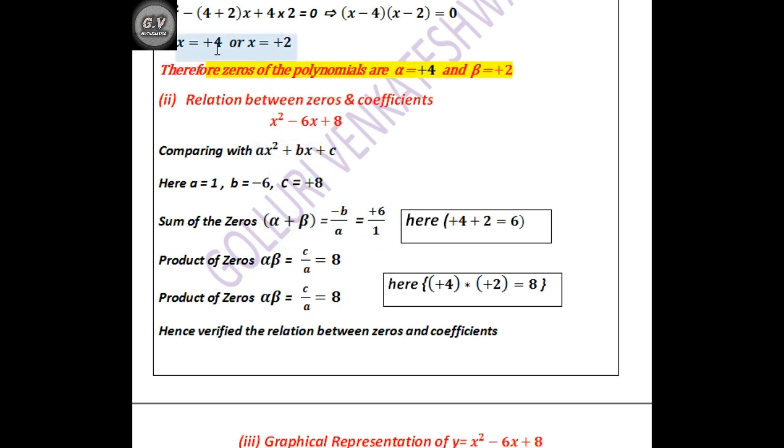Look here, 4 plus 2. Here I am verifying. First zero 4 and second zero 2. 4 plus 2 equals 6. Here also 6. Since it is verified.